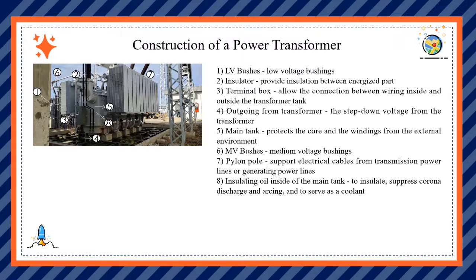It is a step down voltage from the transformer, and the fifth is the main tank, which protects the core and the winding from the external environment. And number six is the medium voltage bushing. And number seven is the pylon pole, which supports the electrical cables from transmission power lines or the generating power lines. And the eighth is the insulating oil inside of the tank. The insulating oil is used to insulate, suppress corona discharge and arcing, and it serves as a coolant.